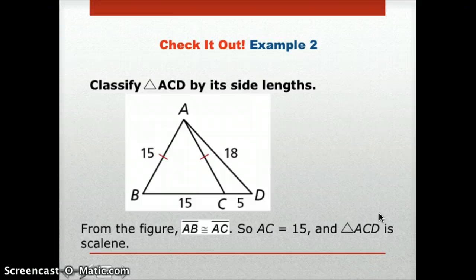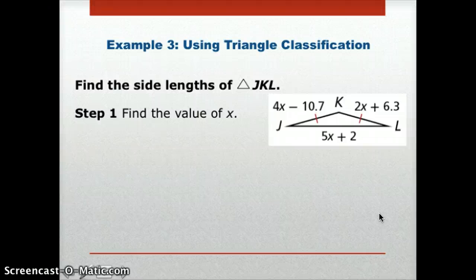Now we're going to go backwards. Instead of just classifying, we're going to use the information to find some missing pieces of the triangle. This first says to find the side lengths of this picture, so very similar to the warm-up question, but we got to use properties as well. So the first thing we want to do is find the value of x.